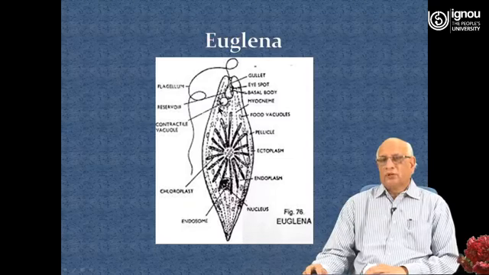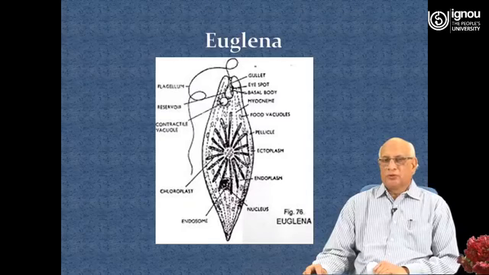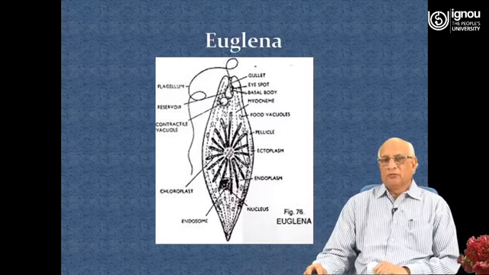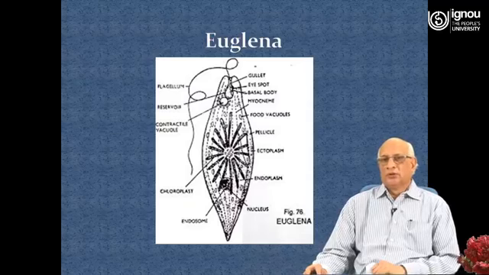The stigma or eye spot can be compared with the photoreceptive organs of the higher animals, and the presence of an eye spot is a very abnormal feature of a protozoan. Usually this type of structure is not present in most of the protozoans, but the presence of the eye spot or stigma is very significant. This is the photosensitive part.